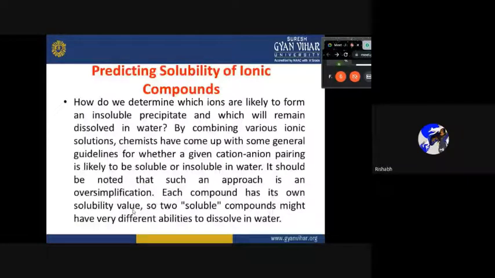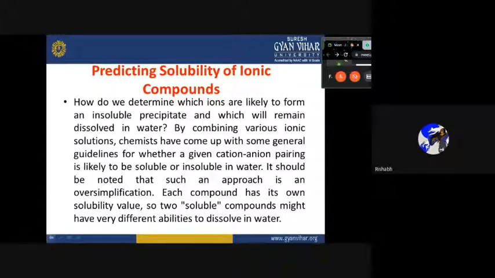We can also predict the solubility of ionic compounds in a very general sense, not very accurate, but in a general sense. So, how do we determine which ions are likely to form an insoluble precipitate and which will remain dissolved in water? By combining various ionic solutions, chemists have come up with some general guidelines for whether a given cation-anion pairing is likely to be soluble or insoluble in water. This means either they are going to remain in the aqueous or dissolved state, or they are going to combine and form a solid and precipitate in the process.